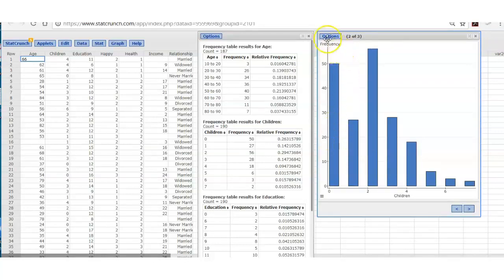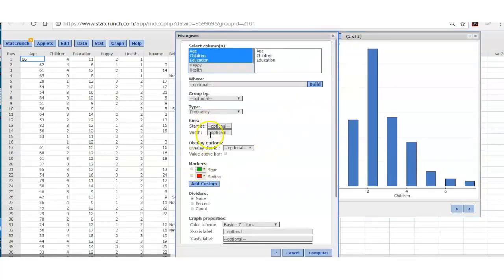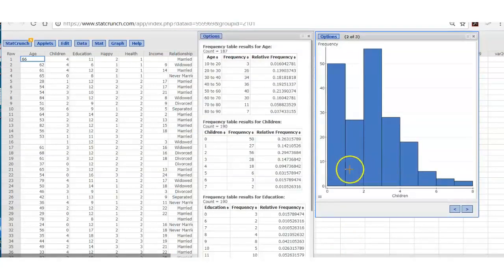So what we would want to do with this one to make it look right is go back and tell it that we want our class width to be 1. That fixed the problem. So now we still have 1 bar for each response in the children variable, but the bars don't have any gaps between them. And this one corresponds exactly to what we had in our frequency table.